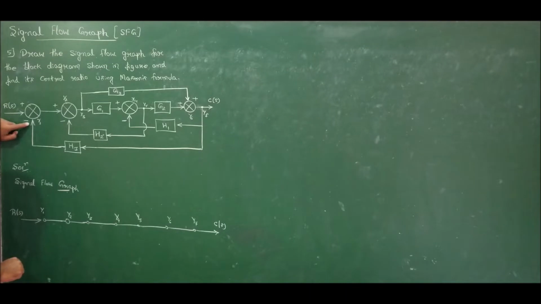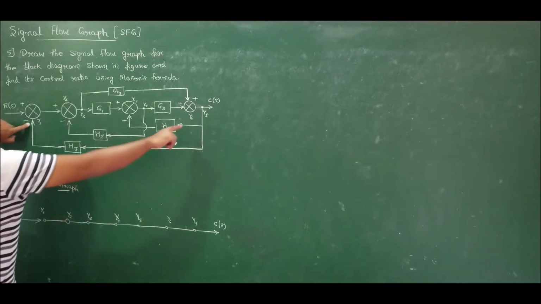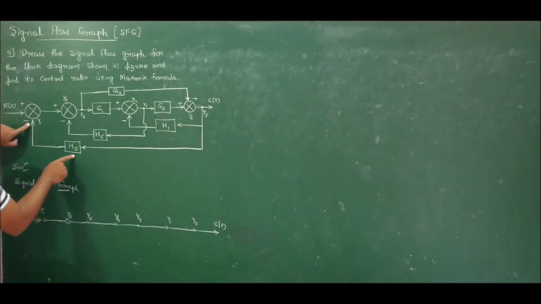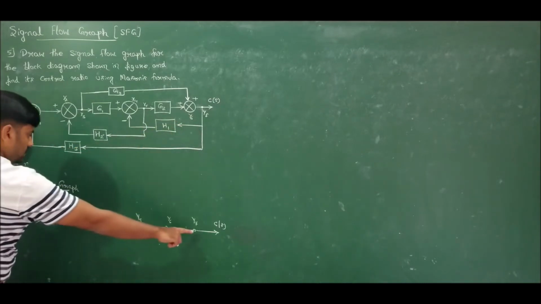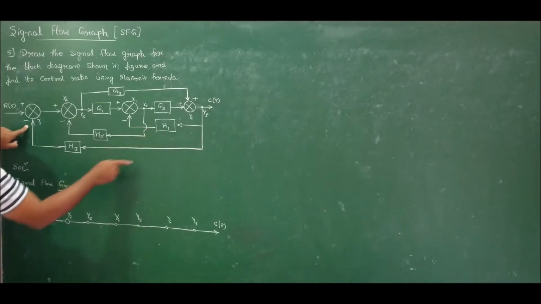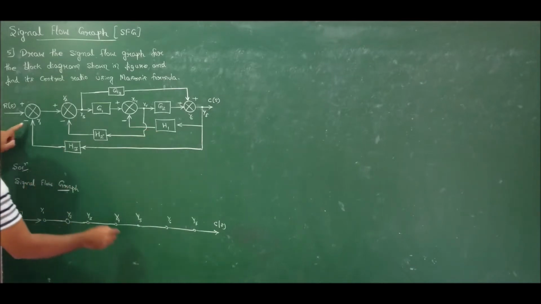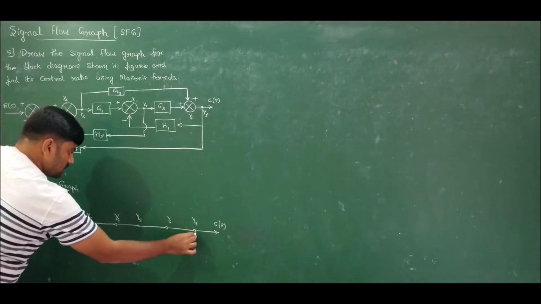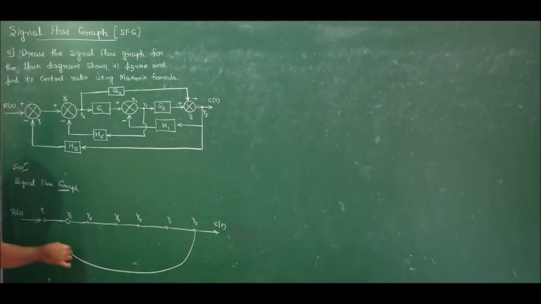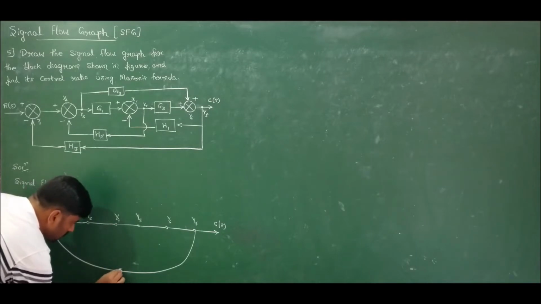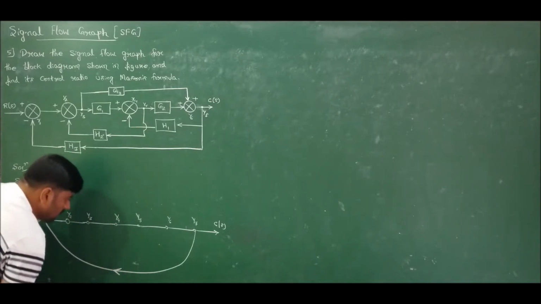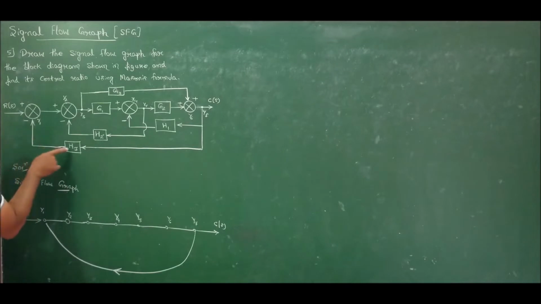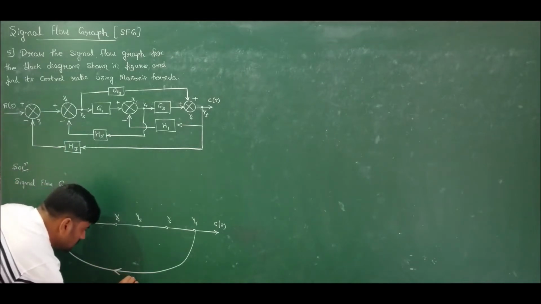Now for y1 we have a feedback H3 which is a negative feedback, therefore it is minus H3 coming from y7. From y7 connect to y1, which is a feedback signal of minus H3. So connect y7 to y1. What is the branch gain? Branch gain is minus H3. It is a negative feedback, hence this is minus H3.